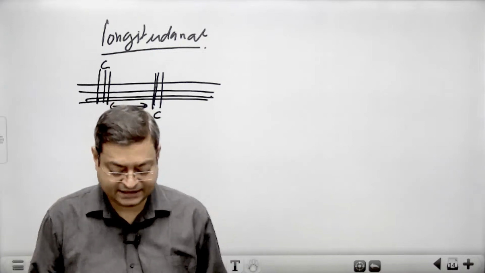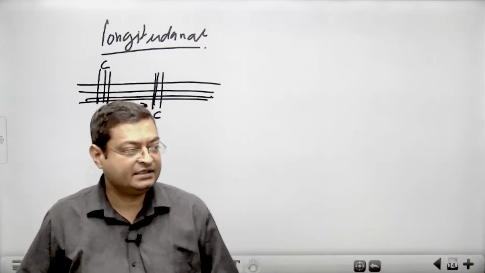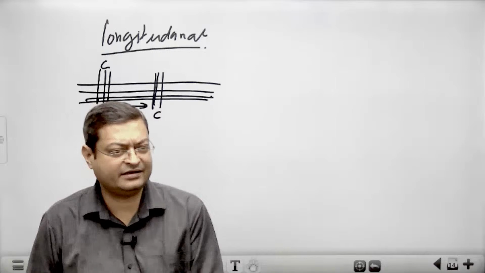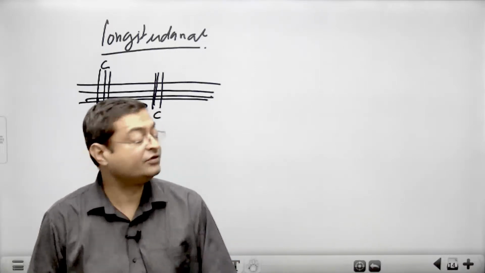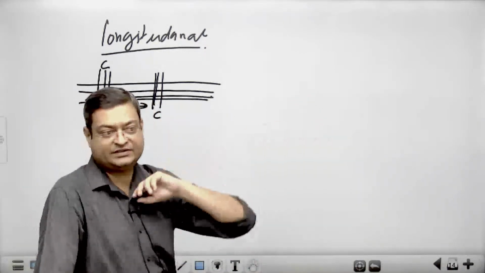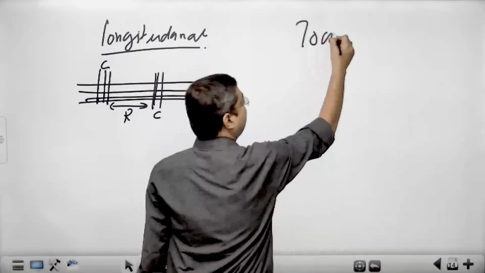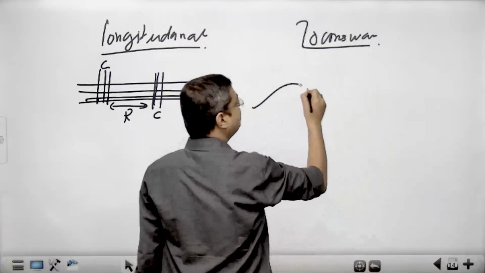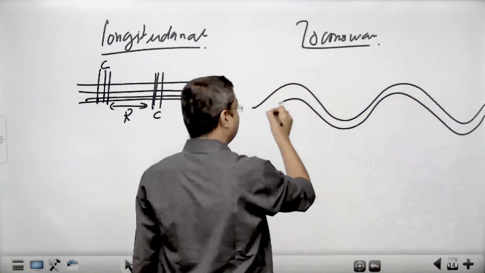And if the density is going to increase, their speed also increases. For example, in your classroom, if there is an air column, the average speed is 330 meters per second. So in this, the particles are going to move along the waves. And then there is the transverse wave. Transverse wave, let's take an example of light.